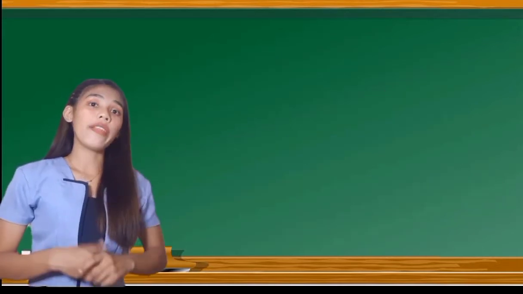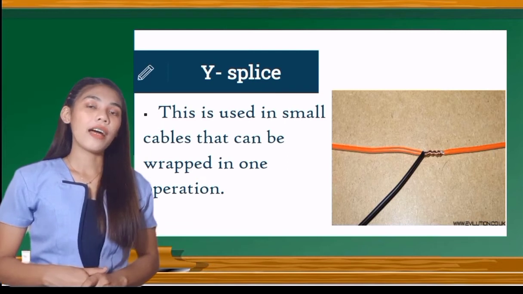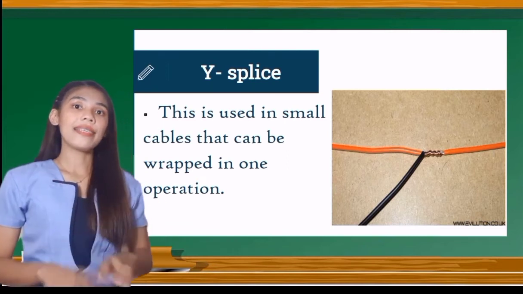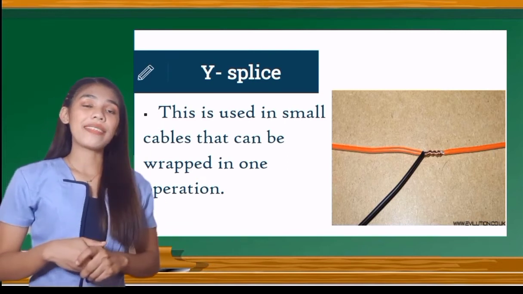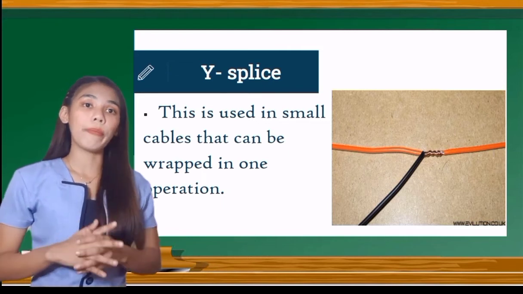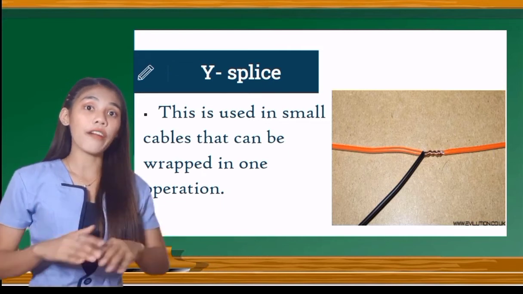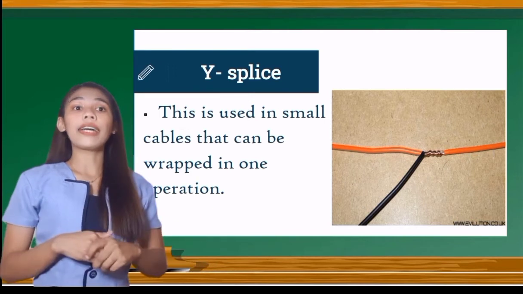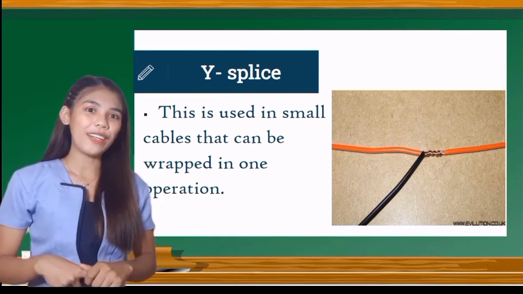The second one is the Y splice. The Y splice method of wrapping is generally used on small cables because the strands are flexible and all can be wrapped in one operation.